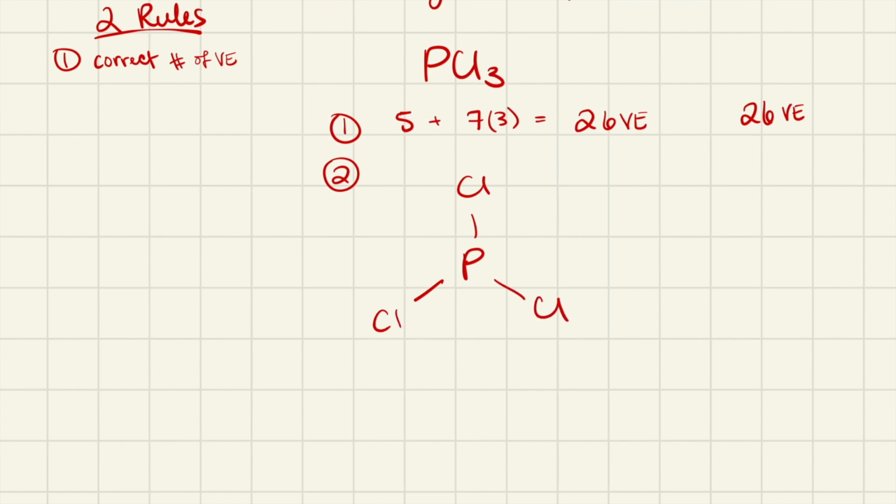Now, if you draw something like a T shape at first, that's not that big of a deal. But the important part is that we pick a central atom, connect everything with single bonds, and each bond is worth 2 electrons.